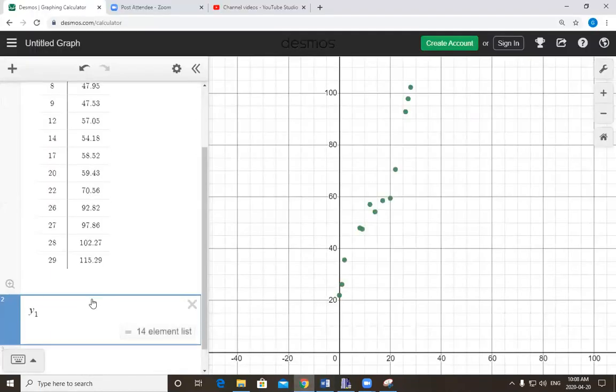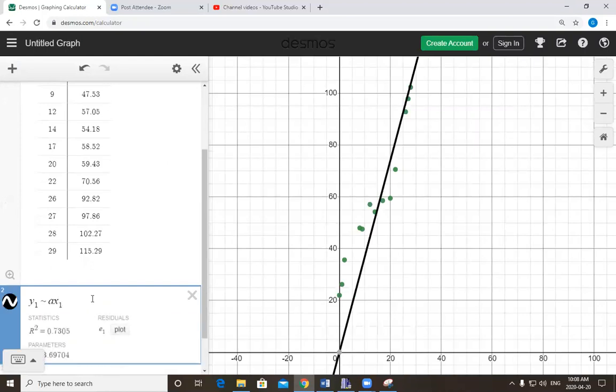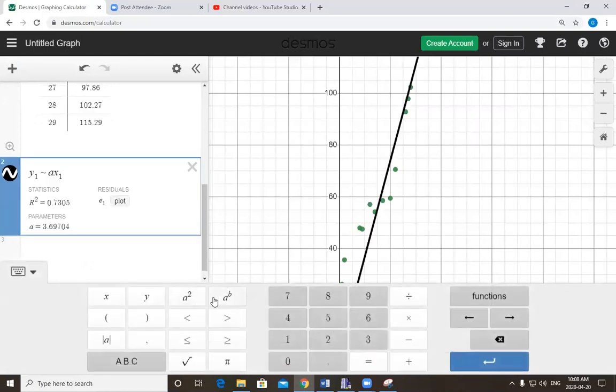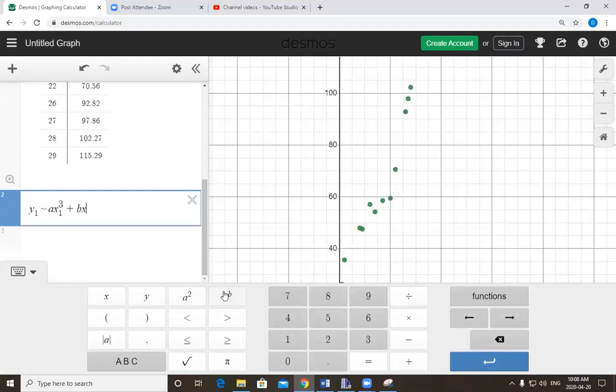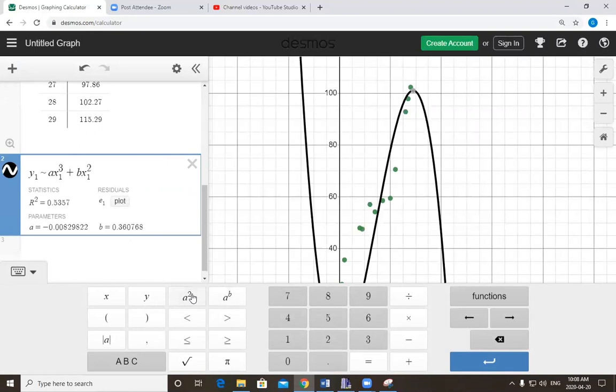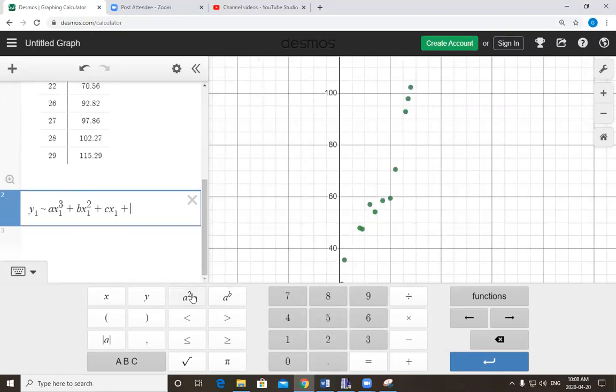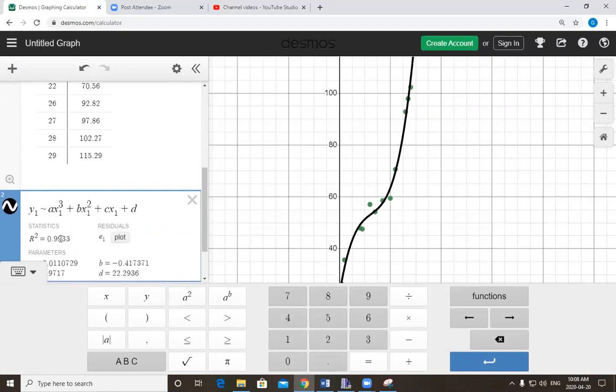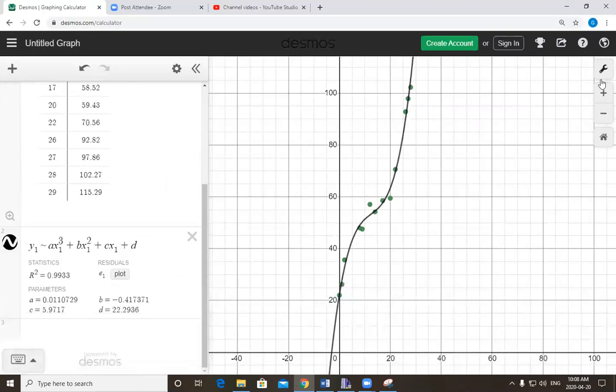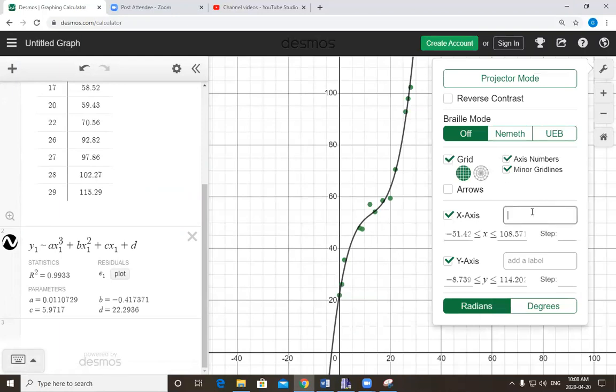So we'll type y1 tilde a x1 cubed plus b x1 squared plus c x1 plus d. 99% accuracy, and we have our cubic regression. We will go to our data table. X is the number of years after 1979. And the y-axis is the price, the gasoline price. That's per liter. Dollars per liter. Okay.